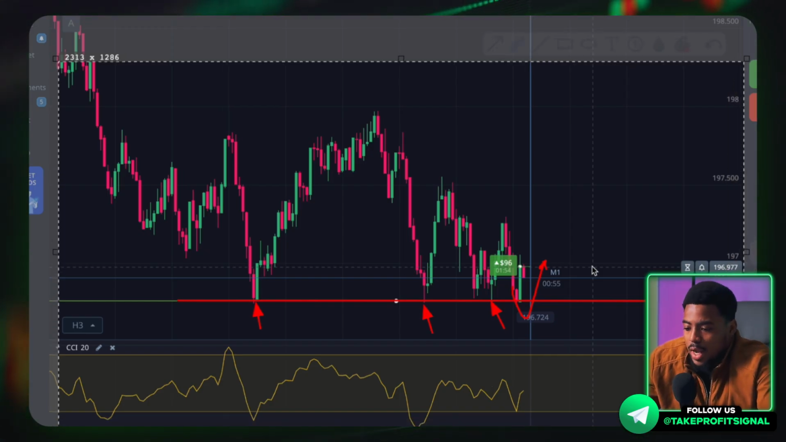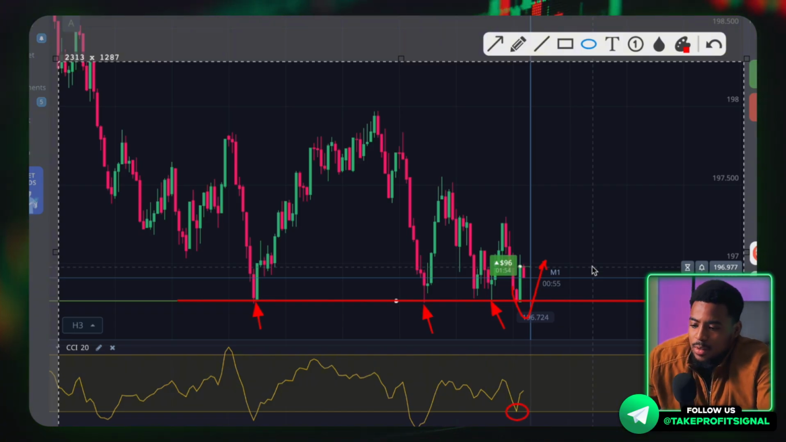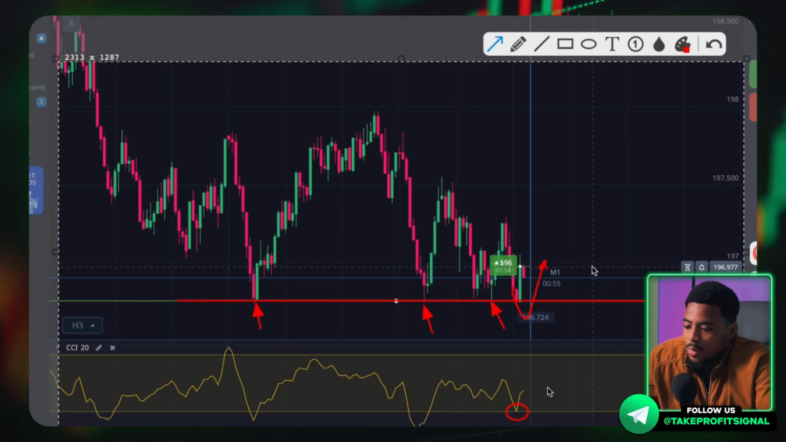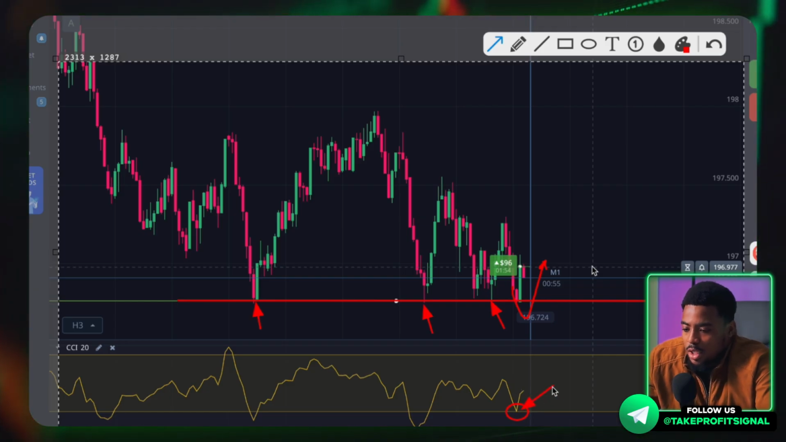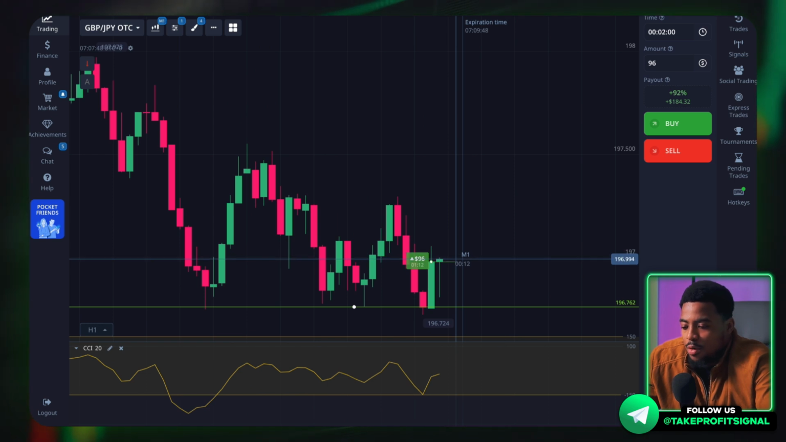Next, we look at the CCI indicator, and the minus 150 or 150 zone. Here we see that the indicator has touched the zone and is now in the normal area. So this is also a confirmed upside signal. Now we wait for the result.